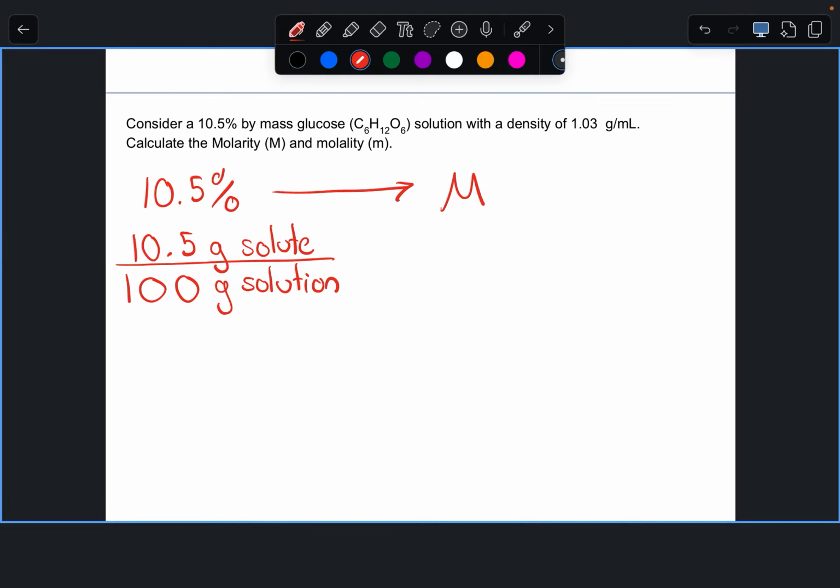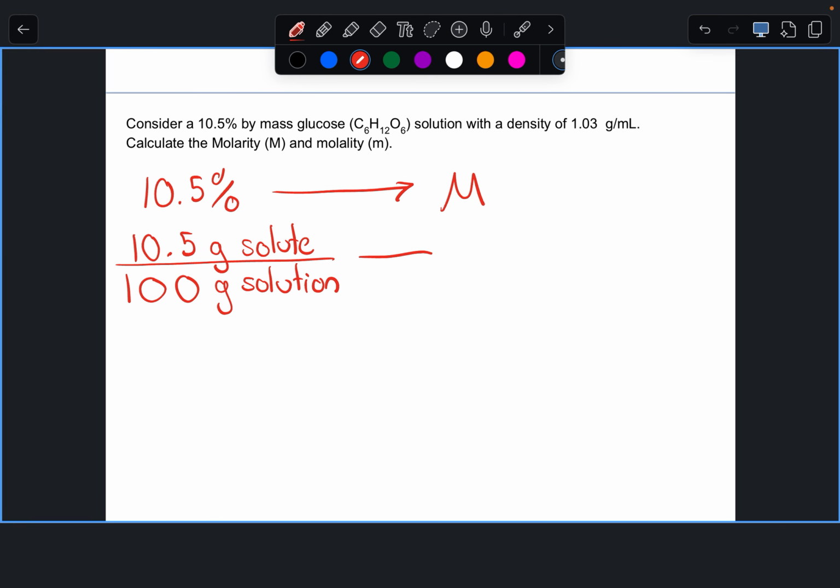So just keep in mind, it's different. If you're trying to find mass percent, that's when you multiply by 100. If you're given the mass percent, that's when it's per 100 grams. Okay, and then we're converting to molarity.